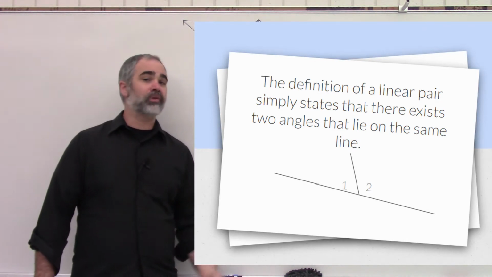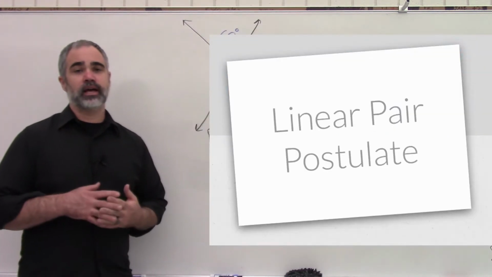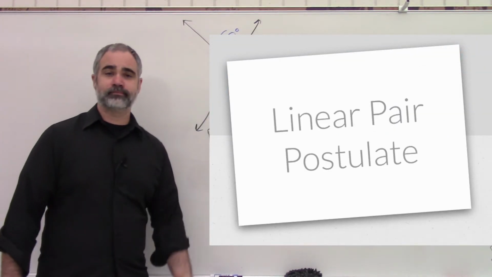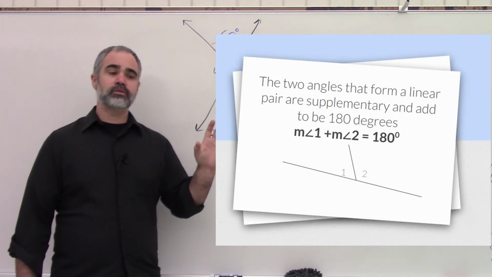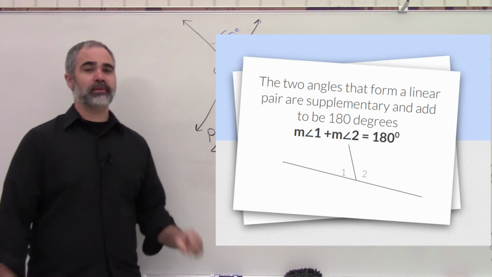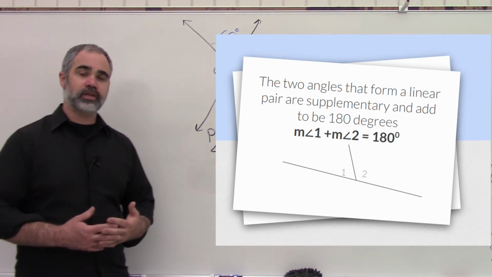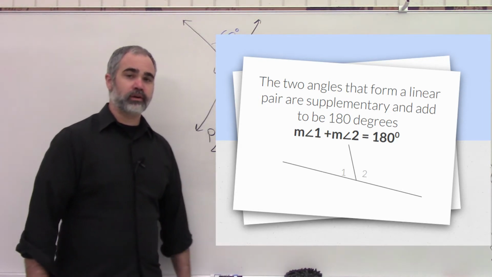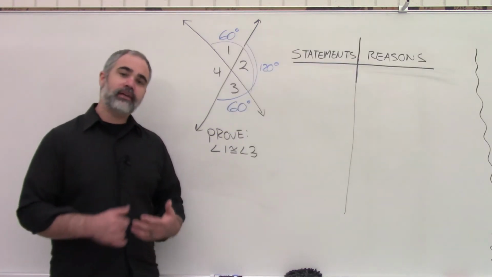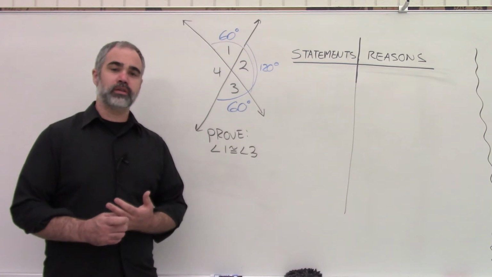The linear pair postulate is slightly different. It says that two angles that are a linear pair are supplementary. I hope you see the difference. One tells you what something is, one tells you the property that they are supplementary. Supplementary, of course, the definition of supplementary tells you that they add up to be 180. If you have these three things in your head, you're going to be in good shape here.